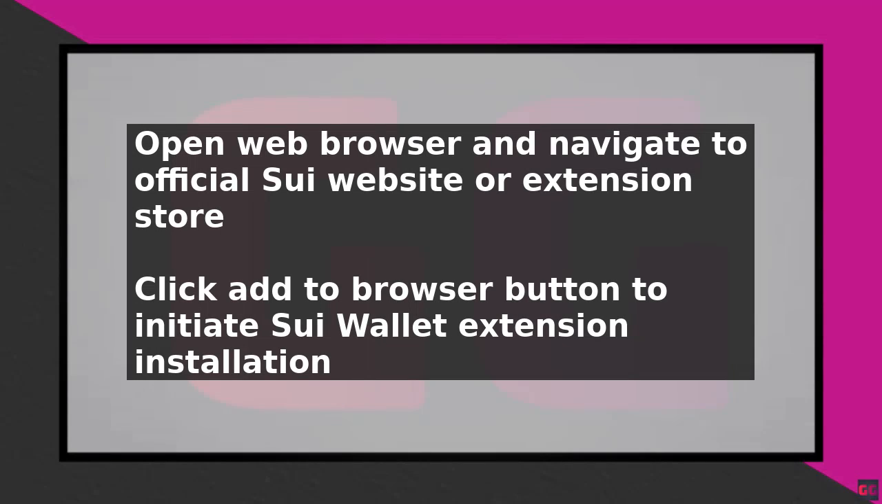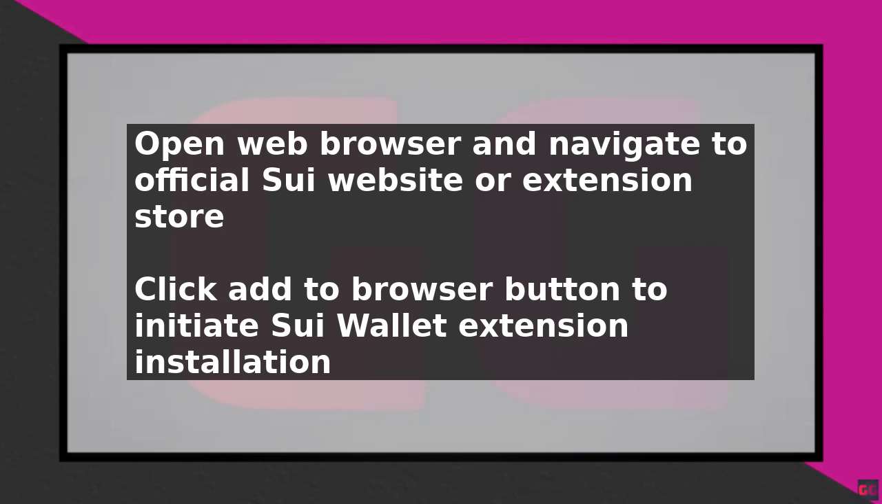To install the Sway Wallet extension, start by opening your web browser and navigating to the official Sway website or a trusted extension store. Look for the Sway Wallet extension and click on the Add to Browser button. You will be redirected to a page where you can add the extension to your browser. Click on the Add Extension button to begin the installation process.